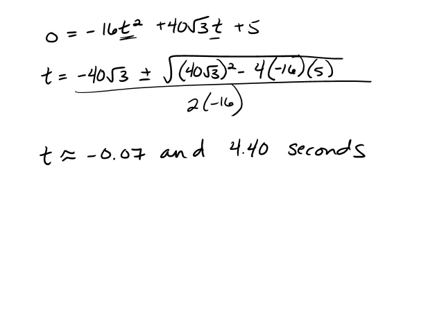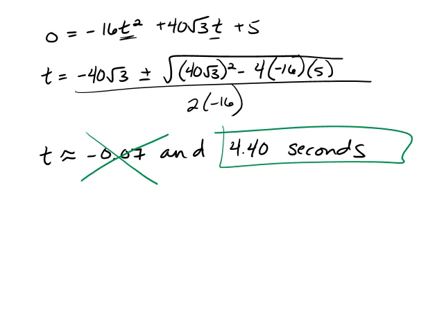It was already discussed that we will not use the negative value. So this is our answer. So you could say something like, it will take approximately 4.4 seconds for this ball to hit the ground. And that concludes section 10.6 and also chapter 10.